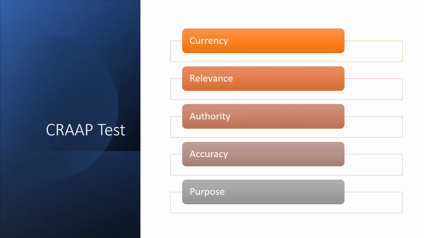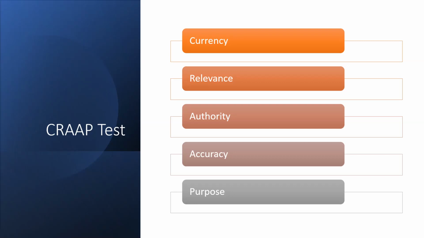That's the timeliness of the information. We're going to look at the relevance, the importance of the information for our needs. We're going to look at the authority of the website to verify the source of the information and whether or not they're qualified to be speaking on the subject. And then we're going to look for accuracy. We want to see reliability, truthfulness, and correctness of the content.